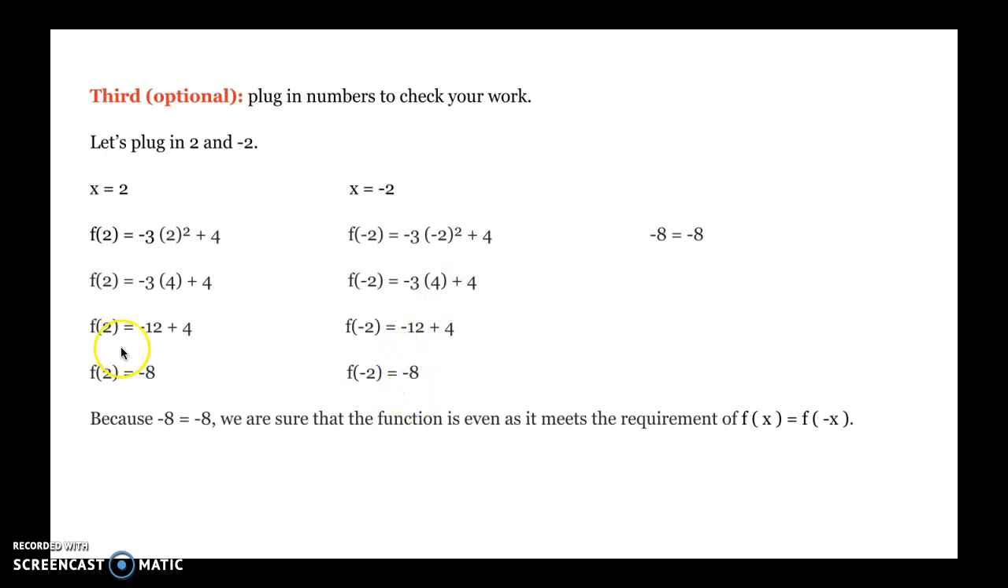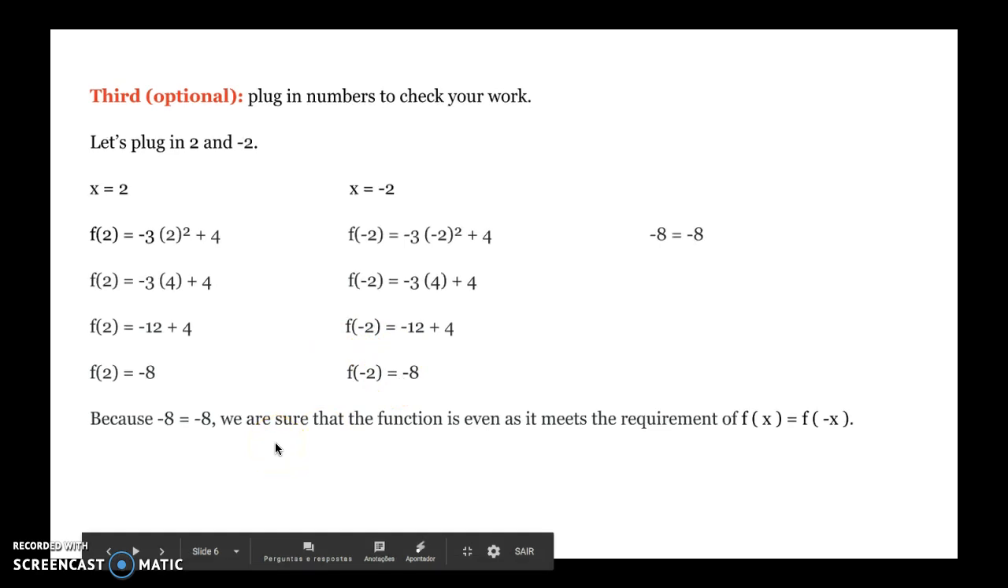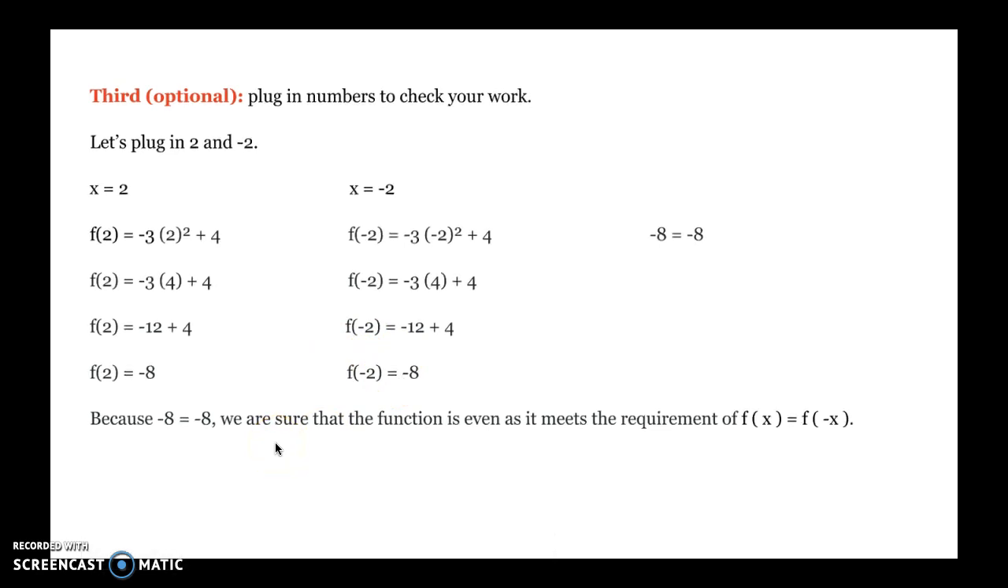So notice that they gave us the same solutions. So f of x, f of 2, is indeed the same as f of negative x, f of negative 2. So because negative 8 is equal to negative 8, we're sure that the function is even, as it meets a requirement of f of x equals f of negative x.